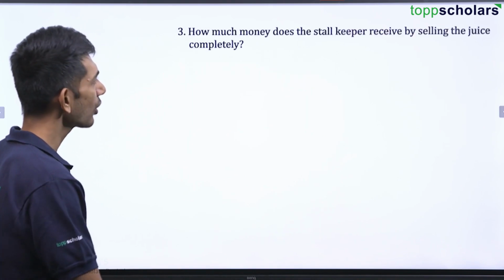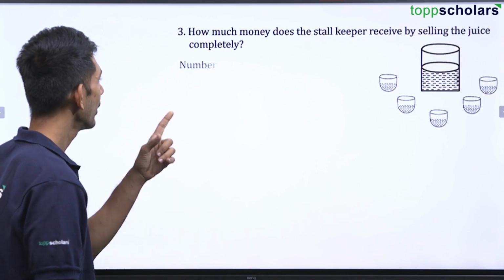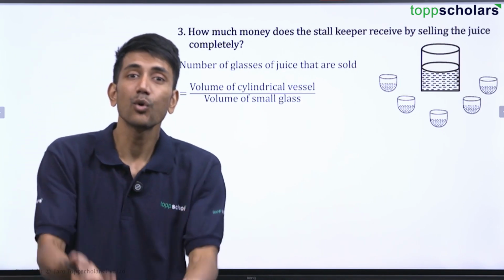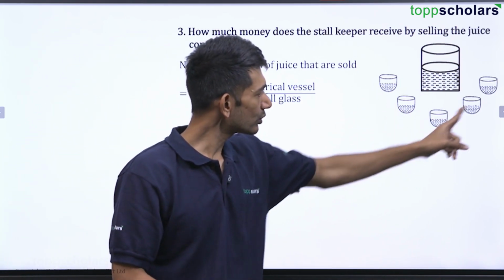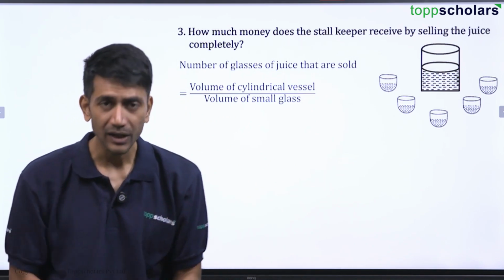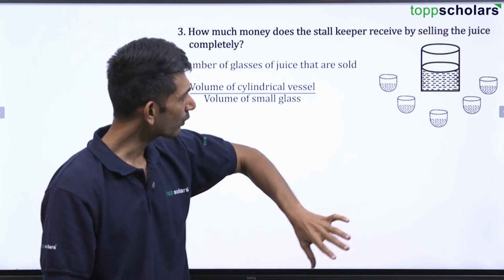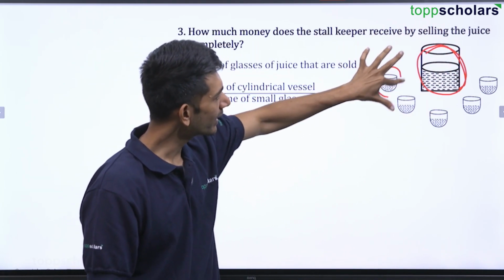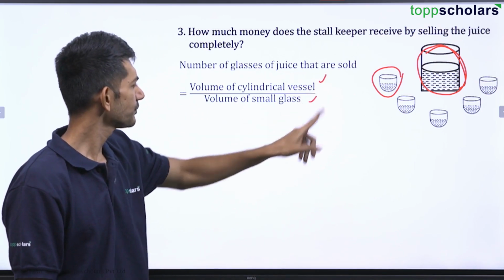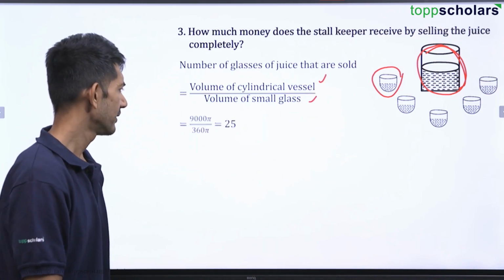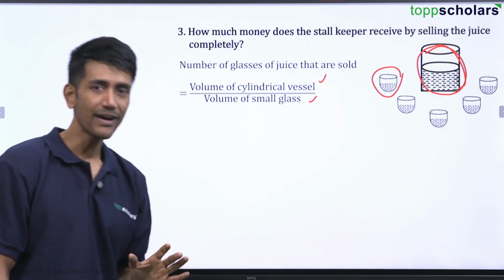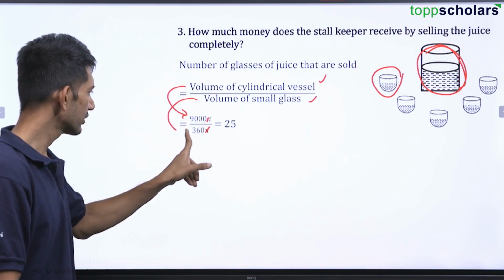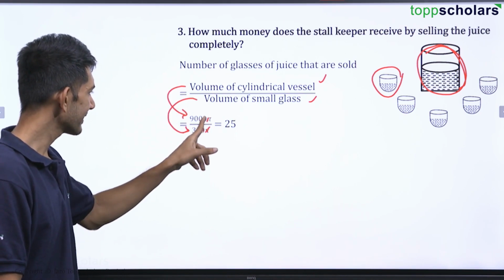So how much money does the stall keeper receive by selling the juice? Okay. Now we know that we need to find out the number of glasses sold first. Here the figure is given 1, 2, 3, 4, 5, but that is not the actual figure. We have to find out how many juices he actually sold. For that, we'll take the volume of the entire cylinder divided by the volume of one glass. We have both the values here. That is 9000 pi by 360 pi. This is the volume of the small glass. This gets cancelled, you get 25.